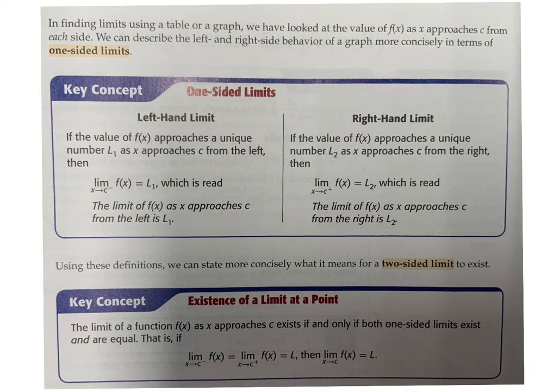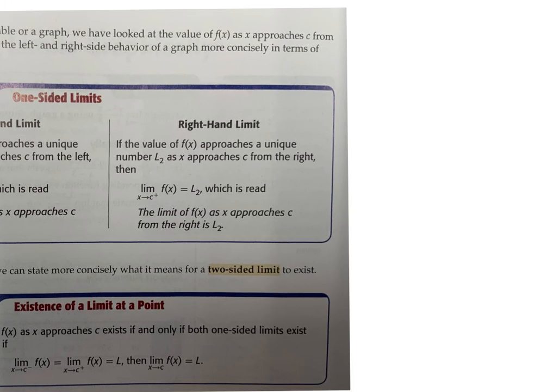If they're approaching two different things, then you don't have an overall limit. All right. An example of this would be, if I were to move this out of the way, if I were to have a graph, something like this. And let's say I had a graph that was doing this, and then you have a hole and then it jumps. Let's say we have some sort of jump graph here. All right, this guy would not have an overall limit.